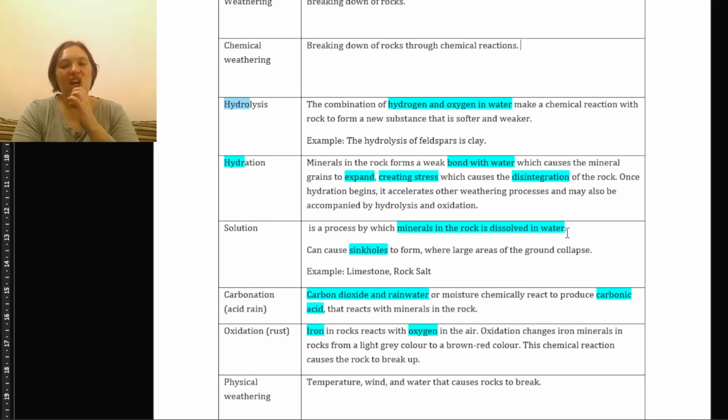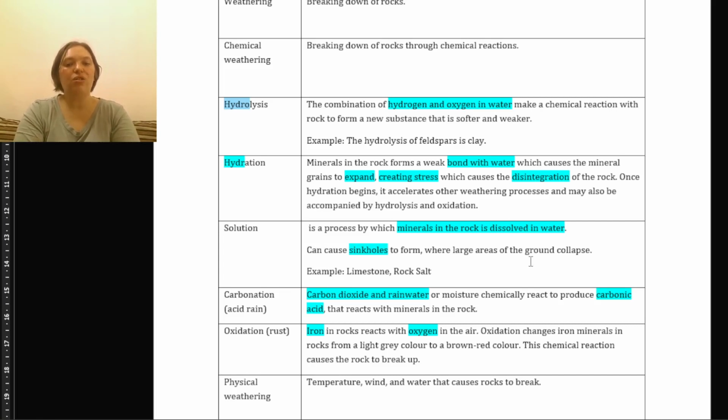Okay, and then solution is when the minerals in the rock dissolve in water. So if we're thinking, what kind of stuff can you get in a rock that can dissolve in water? It's usually salts. So both limestone and rock salt are two types of rocks that have salt in them, which then dissolves in the water, causing the rock to weaken and crack, disintegrate.